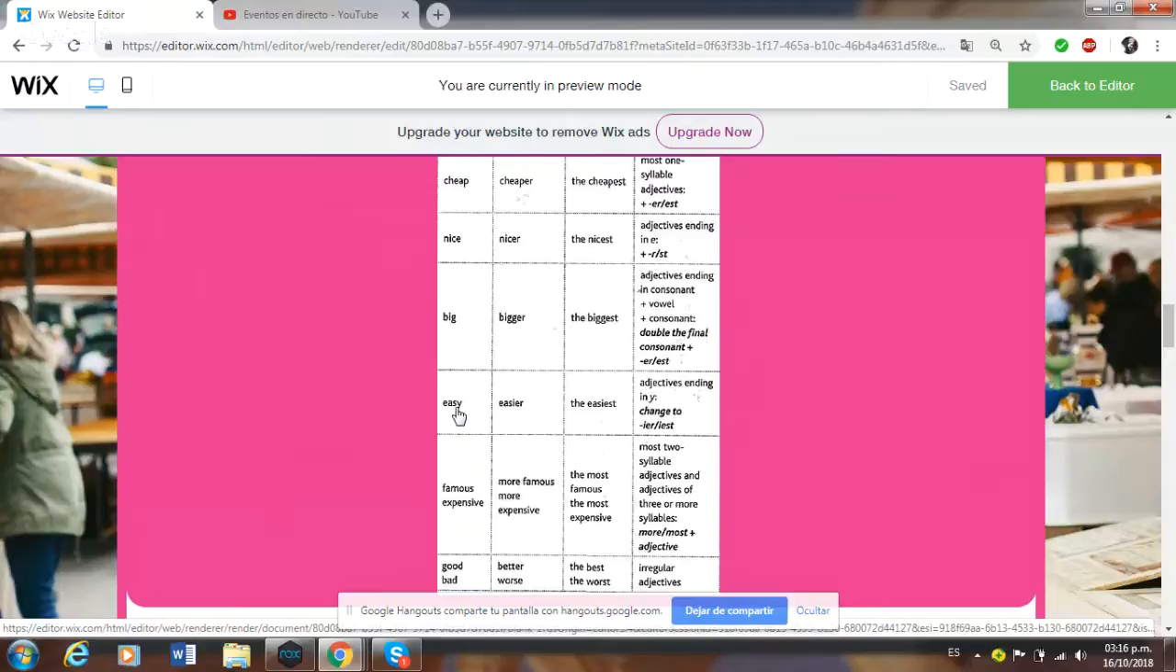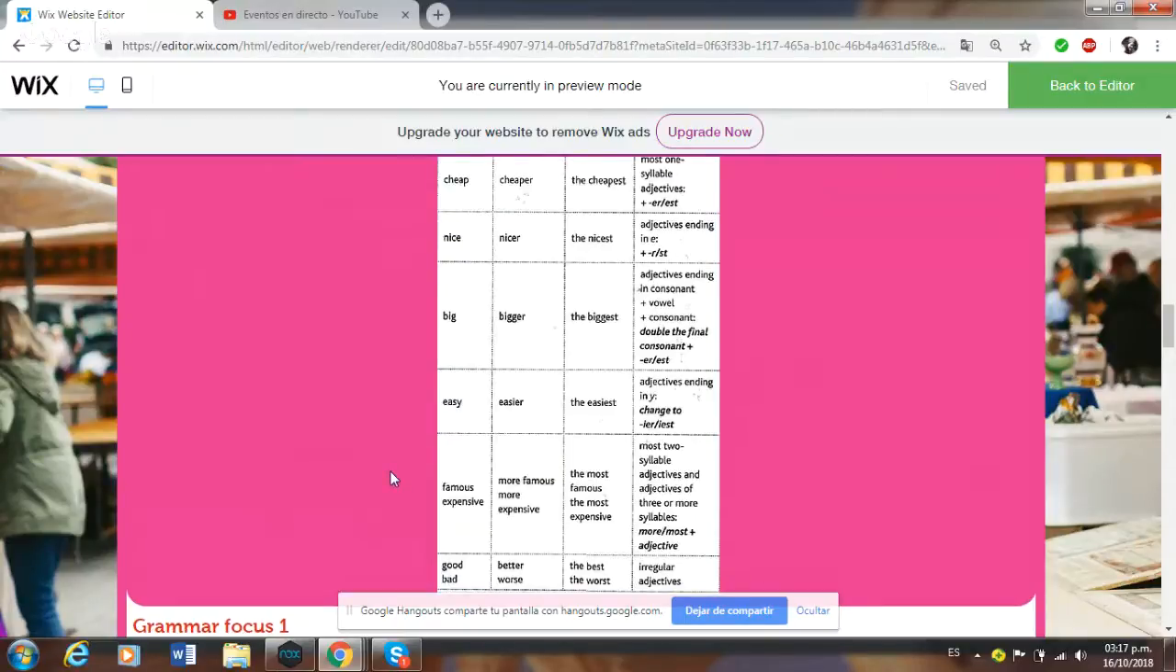This type of forms, comparative forms, when the word ends with Y, okay? Then we change the Y for IER to create the comparative form. And to create the superlative form, we change the Y for IEST, okay? The easiest, the easiest, the superlative form. And here, don't forget, adjectives ending in Y. When the adjectives end in Y, we change this consonant for IER in the comparative form and for IEST in the superlative form, okay? With the consonant Y.